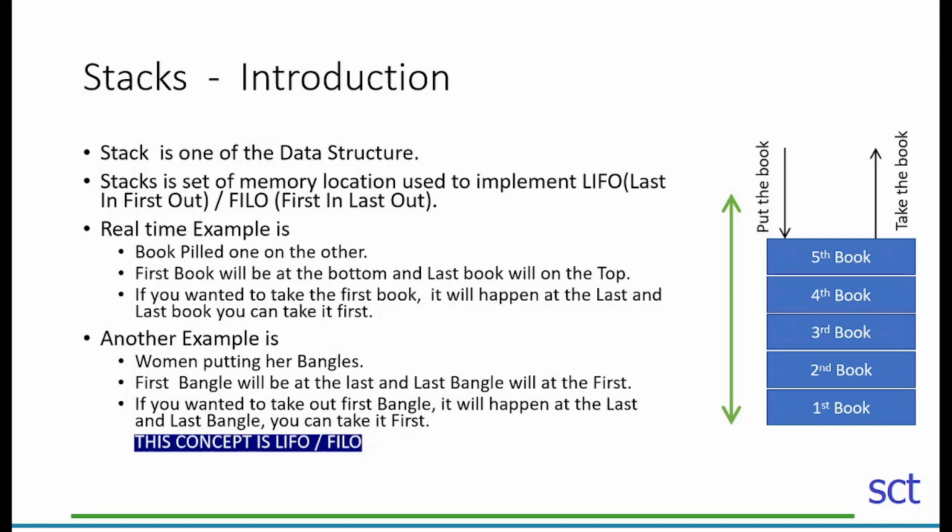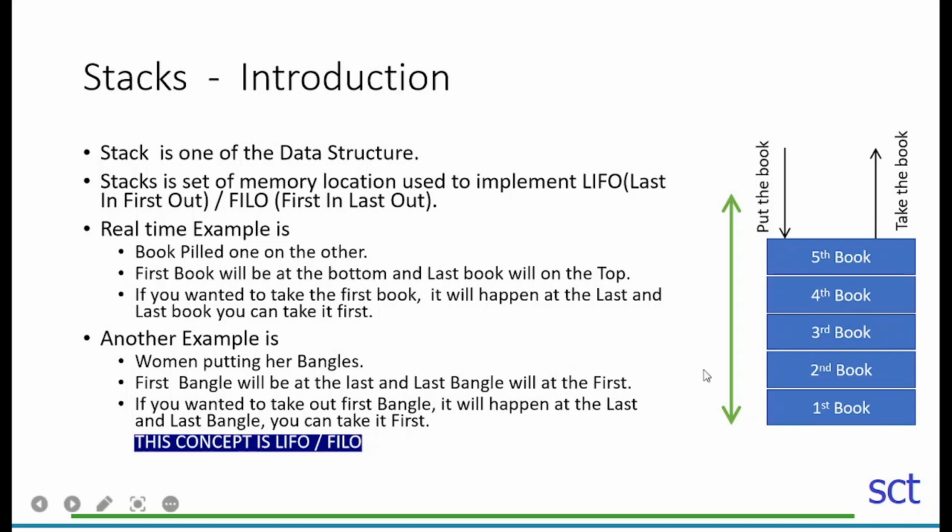So if you take a real-time example, you have a set of 5 books and you want to keep the books in a pile. What you do is, first book you keep at the bottom and the last book will be on the top. If you want to take the first book, it will happen at the last only, and the last book you placed on the pile you will be taking first.